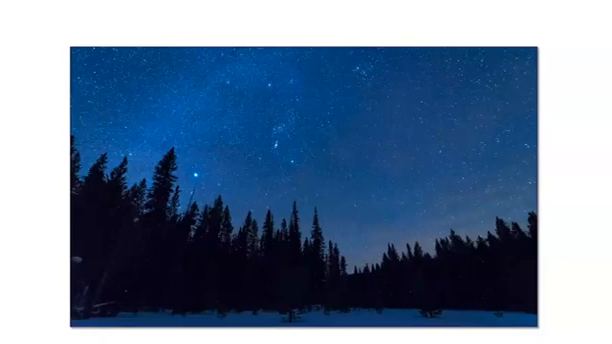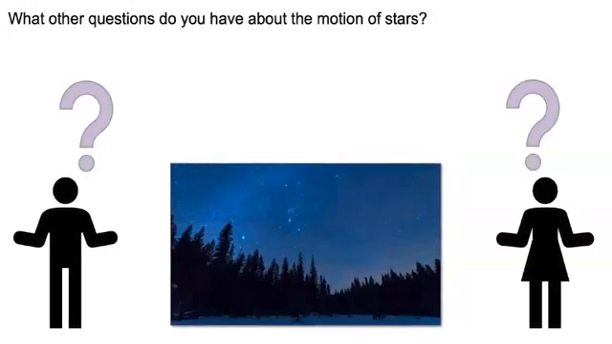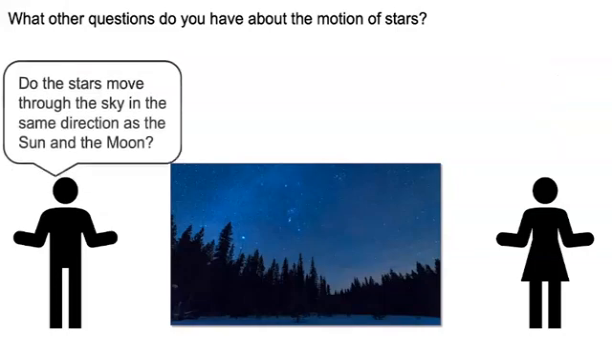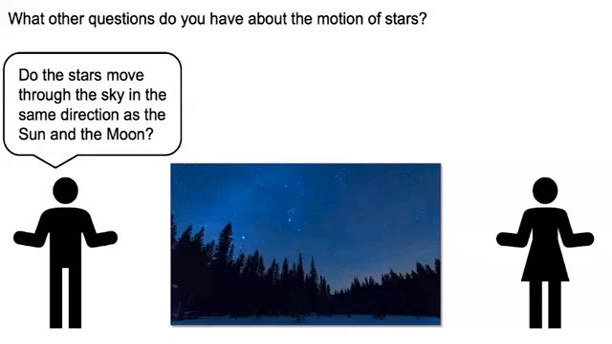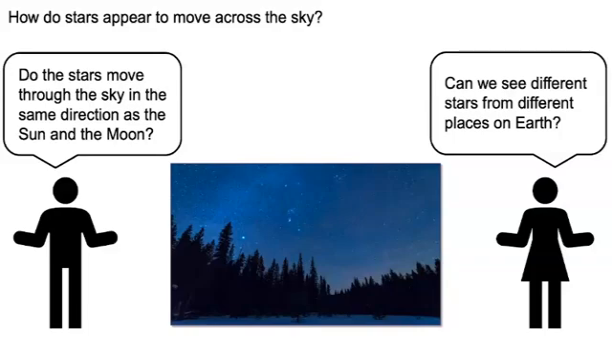I wonder why Sirius appears to move this way. What are your initial ideas about why Sirius appears to move? Do you wonder if this apparent motion is because of Earth's rotation? What other questions do you have about the motion of stars? Maybe you wonder, do the stars move through the sky in the same direction as the sun and the moon? Or maybe you want to know, can we see different stars from different places on Earth? Let's try to answer some of these questions as we explore the question, how do stars appear to move across the sky?